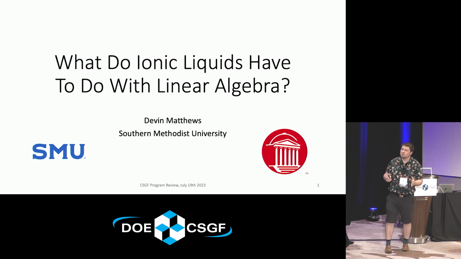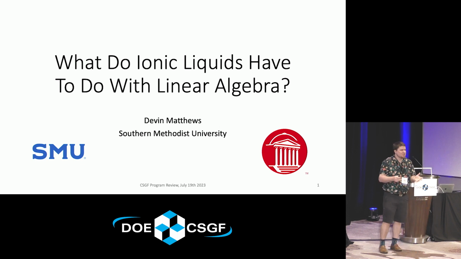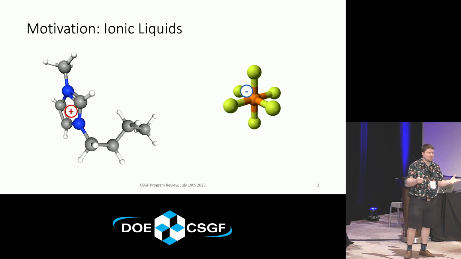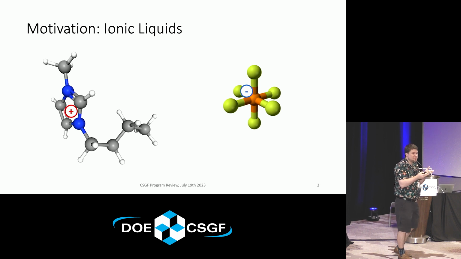So today I want to tell you an interesting story that starts in one place and ends up somewhere a little bit different. What do ionic liquids have to do with linear algebra? So here's an example of an ionic liquid. And as you might have guessed, there are ions in it. And the interesting thing is that it is a liquid. The ions move around in an unstructured way, mostly unstructured, kind of unstructured.